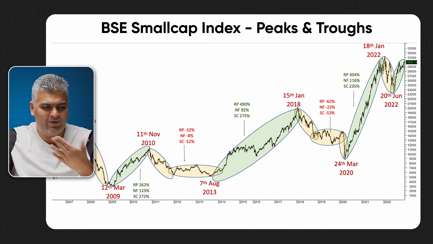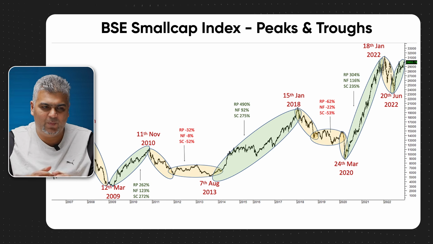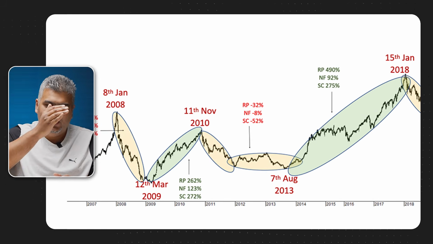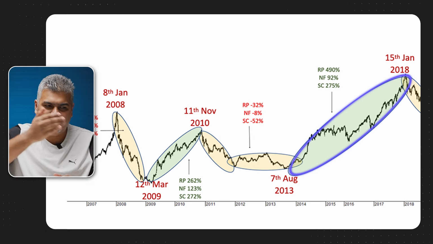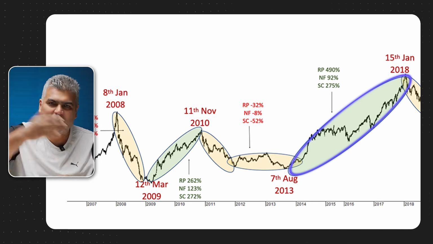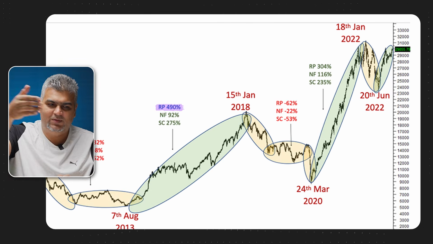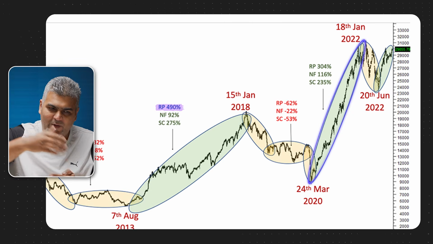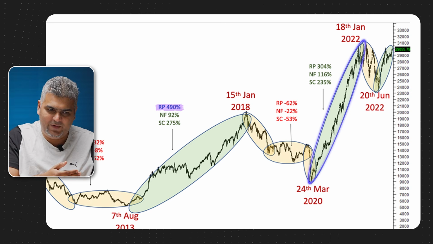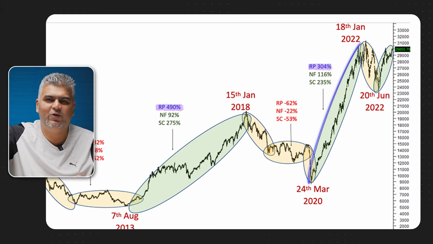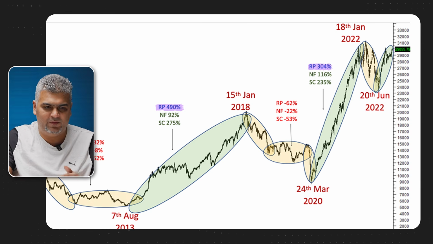Now let us look at the same comparison only for what happened from the bottom to top in 2020 and 2013 to 2018 in the small cap index. Between 2013 to 2018, the small cap index went up by 275%. Your random portfolio was up almost 500%, very close to that. Between the 2020 bottom to the 2021 top, your small cap index is up 35%, your random portfolio is up 300%. Right? Like I said, almost 30 to 50% outperformance over the small cap index.